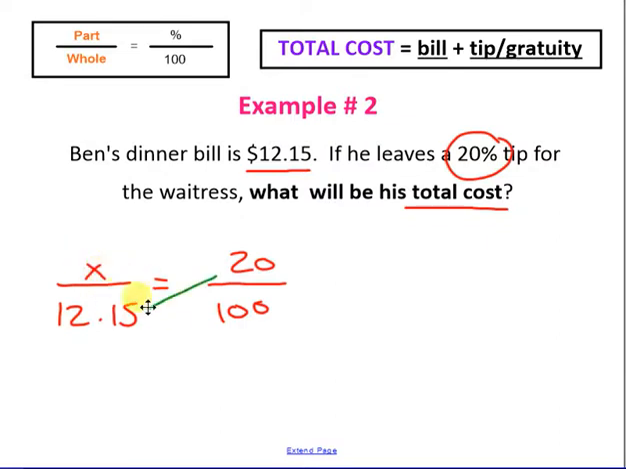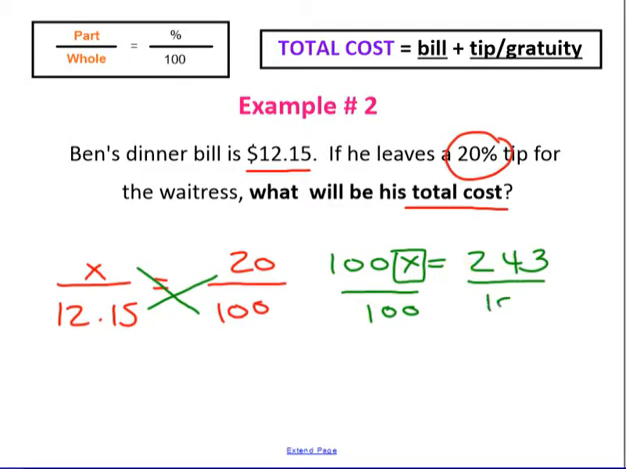We're going to cross multiply. 100 times X is 100X. And then in your calculator, you're going to do 12.15 times 20, and you're going to get 243. Box your variable. Divide both sides by 100. And you're going to get X equals 2.43. This is the actual tip, but it's asking us what is the total cost.